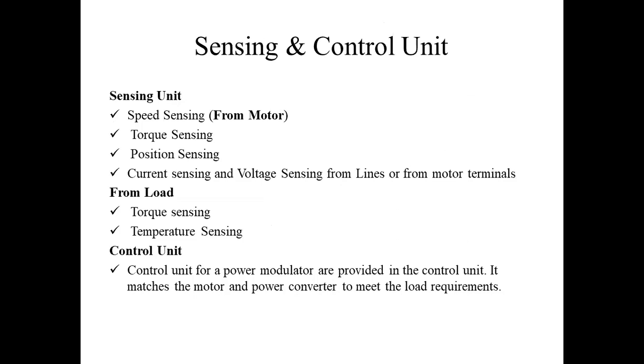Then the sensing unit. We have different speed sensing, torque sensing, position sensing, current sensing, and voltage sensing in the lines. These are the different types of sensing units. Then we come to the load side, where we have a load torque also. So we are measuring the load torque also. That is nothing but torque sensing.